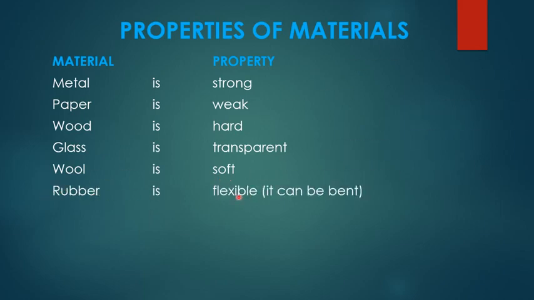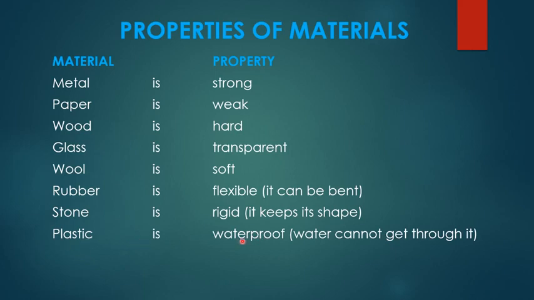Rubber is flexible. When something is flexible, it means that it can be bent easily or it can change shape. Next material is stone. Stone is rigid. While flexible is something that can be bent or can have its shape changed, rigid is something that keeps its shape.